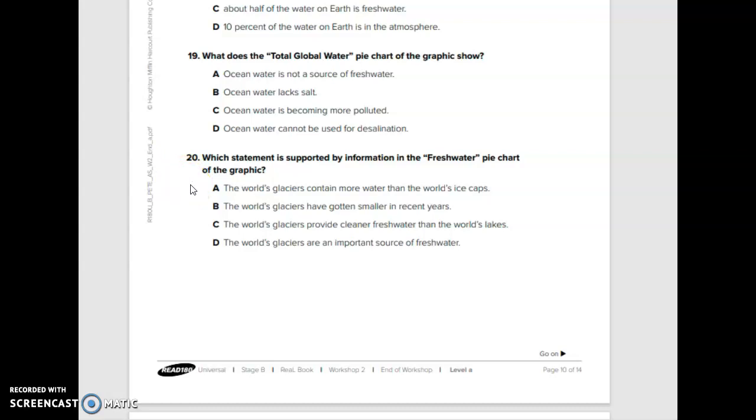A. The world's glaciers contain more water than the world's ice caps. B. The world's glaciers have gotten smaller in recent years. C. The world's glaciers provide cleaner fresh water than the world's lakes. Or D. The world's glaciers are an important source of fresh water.